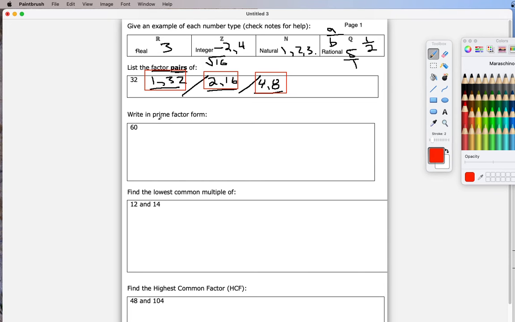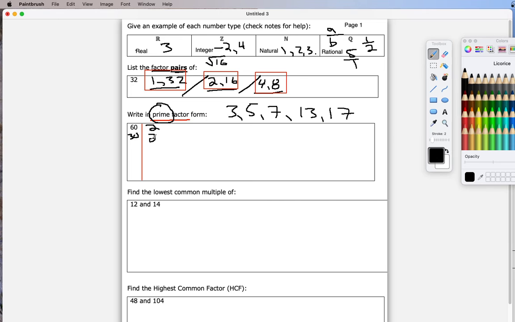Next question. Write in prime factor form. All right. So if they ask you to do this, the first thing you should do is put your line here, okay? And then start dividing 60 by prime numbers. So if you don't know what this word is, please look it up. Prime. Some examples of prime numbers are 3, 5, 7, 13, 17. These are all prime numbers, okay? So let's start off with the easiest prime number, 2. So 60 divided by 2 is 30.